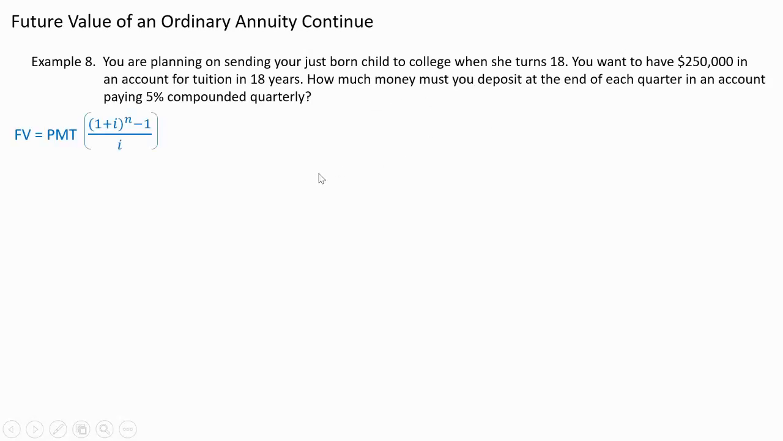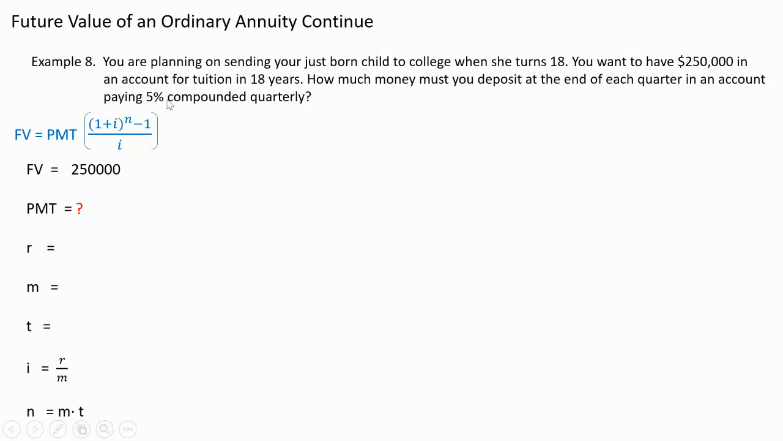So again, same formula. There's 7 things, but now we're looking for the payments. Okay, so what are we looking for? How much money must you deposit at the end of each quarter, so we're looking for the payments. How much money do you want in 18 years? You want 250,000. Guys, you can actually use this problem and even make it 500,000, make it a million, make it whatever you want here. I just use this scenario, but you can use this formula. Just plug in whatever you want in 18 years for the future value.